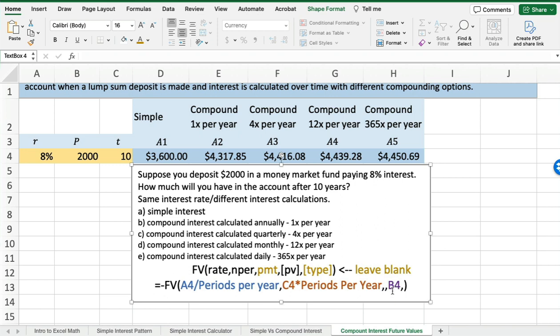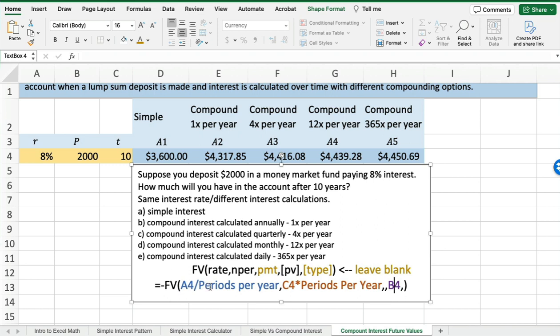After that, we have our B4, that's our present value. And then we have another comma, and we're going to have a closed parenthesis. So that format, that pattern, you're going to notice over and over again. It's just that the number of periods per year is going to change each time. So we're still going to have the A4, the C4, and the B4 exactly as you expect to see them.